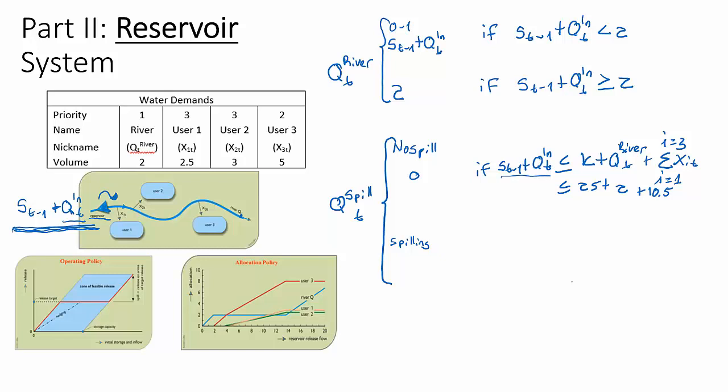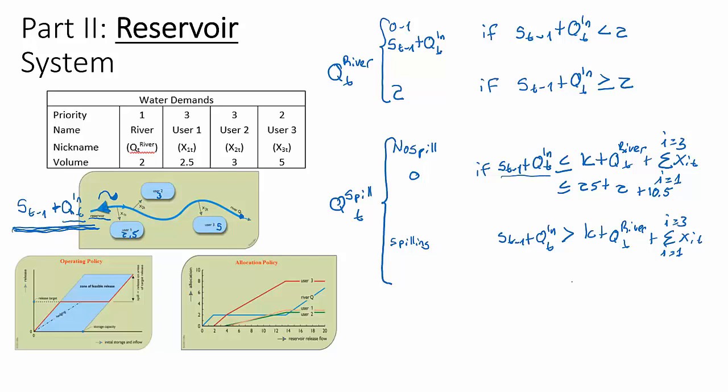Why? Because it will store that water and then it will deliver 2 units of water here, 5 units of water here, 3 here, and 2.5 here. Basically, the reservoir will store all that water, it will get full, but it will not spill. So when will it spill water? Well, when the opposite happens, when ST minus 1 plus Q in, that available water, is greater than what I just wrote above, which is the river plus the sum of all the water demands for all the human water users. So that's when it spills.